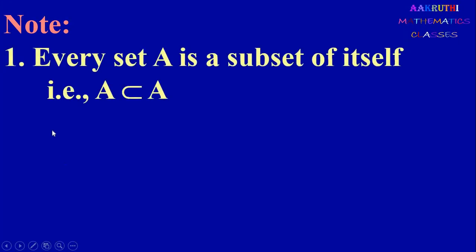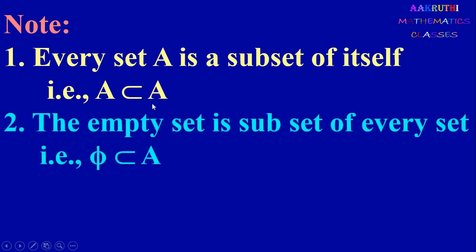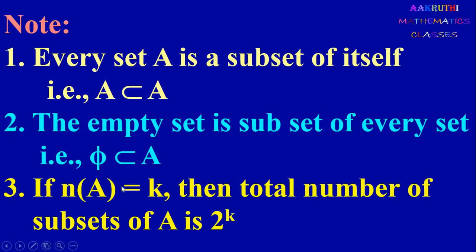So next one, note, every set A is subset of itself. Take any set, it is subset of itself. That is, all the elements of A are also present in A only. So therefore, A is a subset of A. The empty set is subset of every set. Subset means every element of smaller set should be present in bigger set. Now here, in the empty set, there is no element. So therefore, we write empty set is subset of A. So empty set is subset of every set. If n(A) equal to k, then total number of subsets of A is 2 to the power k.